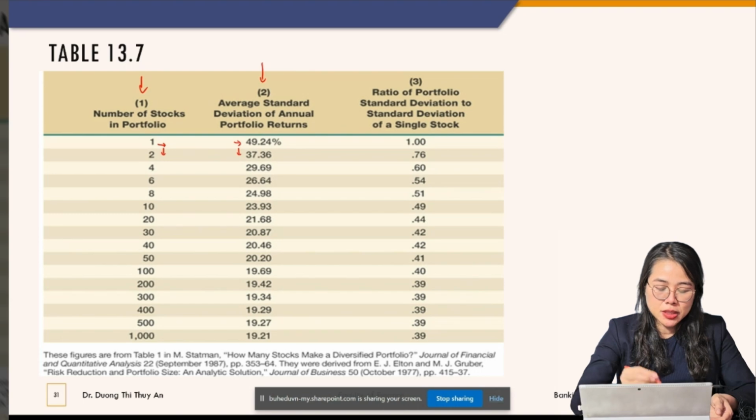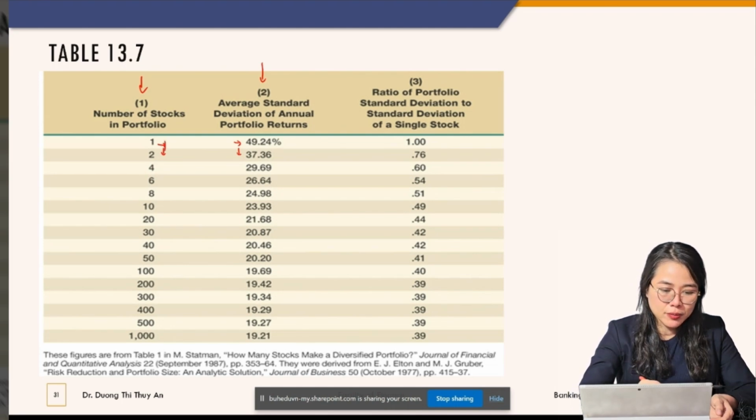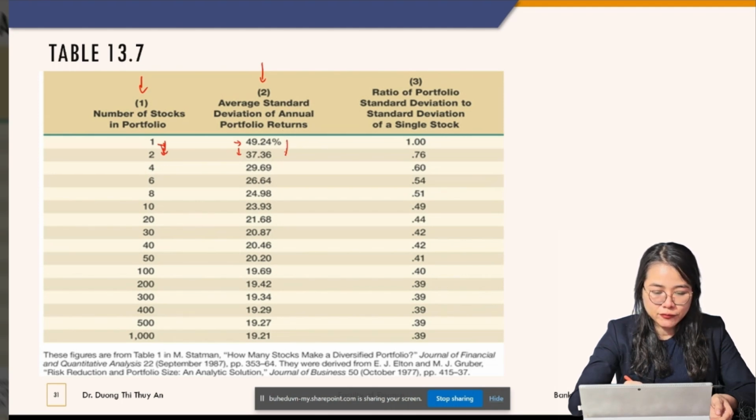But notice that the speed of decreasing is not the same, it's not constant. It's different. For example, when you increase stocks from 1 to 2, the portfolio risk decreases by about 12%. From 2 to 4, it decreased about 8%. And this one about 3%, then 2%.